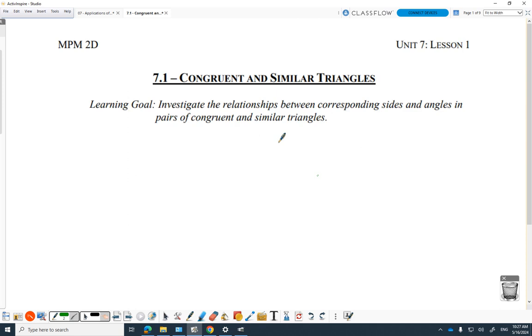Learning goal: investigate the relationships between corresponding sides and angles in pairs of congruent and similar triangles.